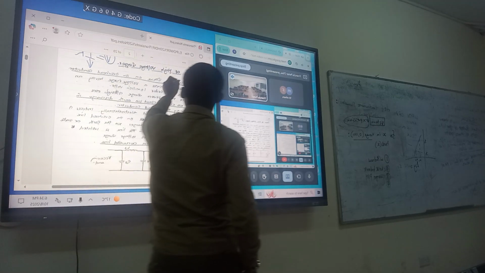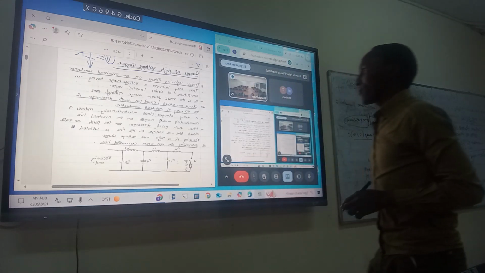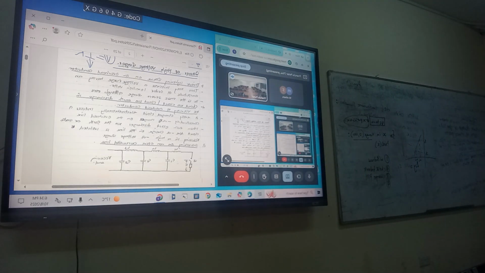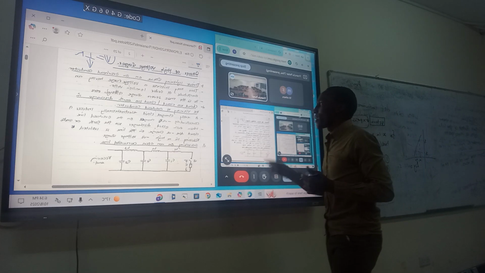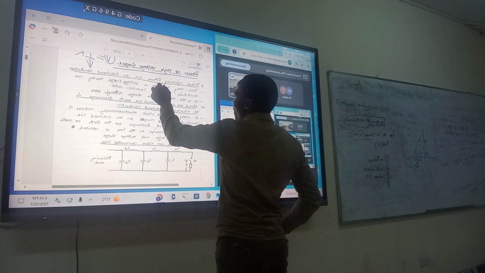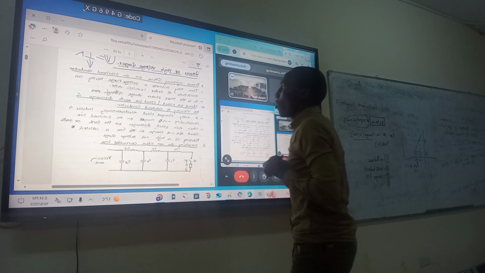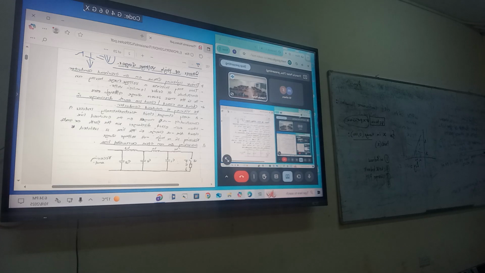Now I want us to check on the causes of the high voltage surges. What causes that voltage surge? Number one, we can say we have the direct lightning stroke on an overhead conductor.